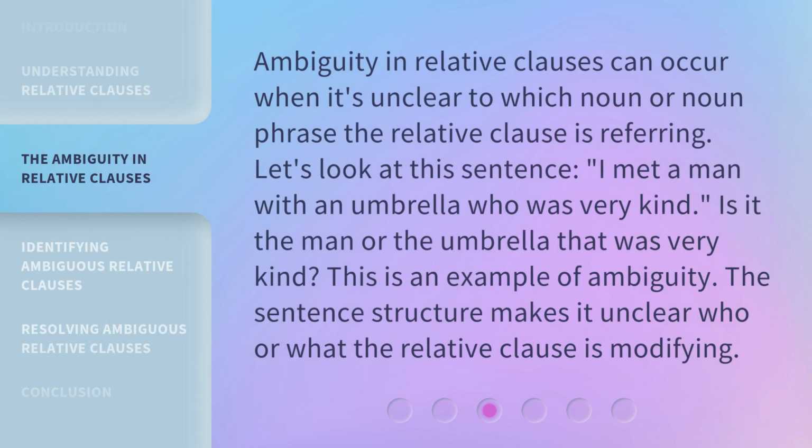Ambiguity in relative clauses can occur when it's unclear to which noun or noun phrase the relative clause is referring. Let's look at this sentence. I met a man with an umbrella who was very kind. Is it the man or the umbrella that was very kind? This is an example of ambiguity. The sentence structure makes it unclear who or what the relative clause is modifying.